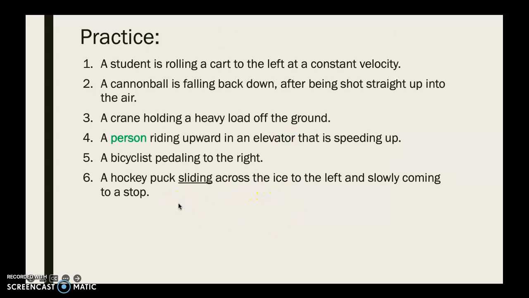All right, go ahead, try out these practice ones on your own and see if you can figure out what these diagrams should look like.